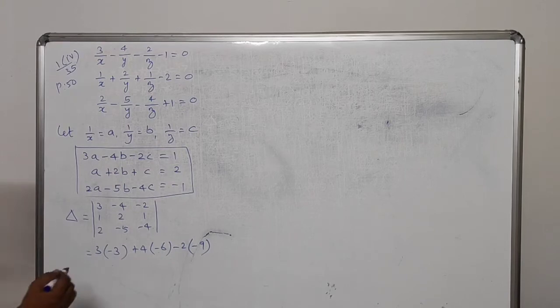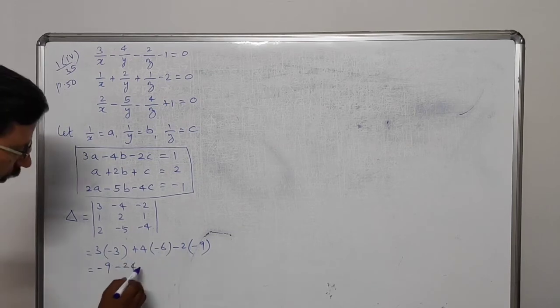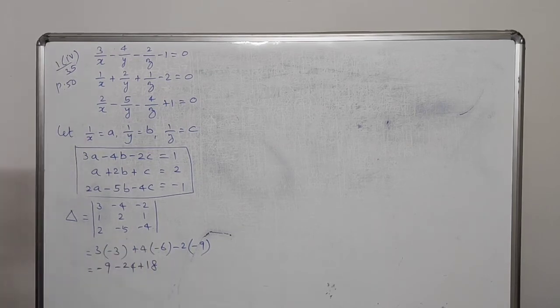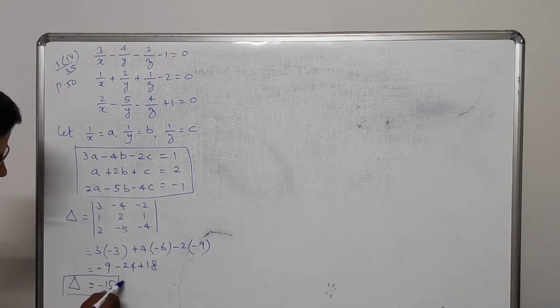Now after that we can multiply. This is minus 9. This is minus 24. This is plus 18. Now delta is equal to, see here, minus 24 plus 3 gives minus 6, minus 16, minus 9 gives minus 15, which is not equal to 0. Here this delta equal to minus 15, which is not equal to 0.